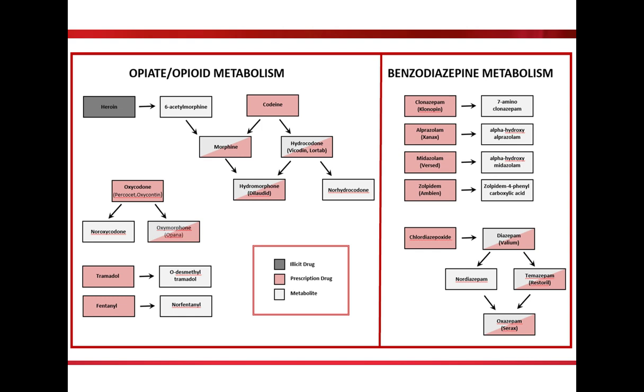As you can see here, the boxes that are a light pink color are the prescription drugs. The ones that are a grayish color represent the metabolites. And so you can see that some of these compounds are metabolites of other compounds, but they're also drugs in their own right.